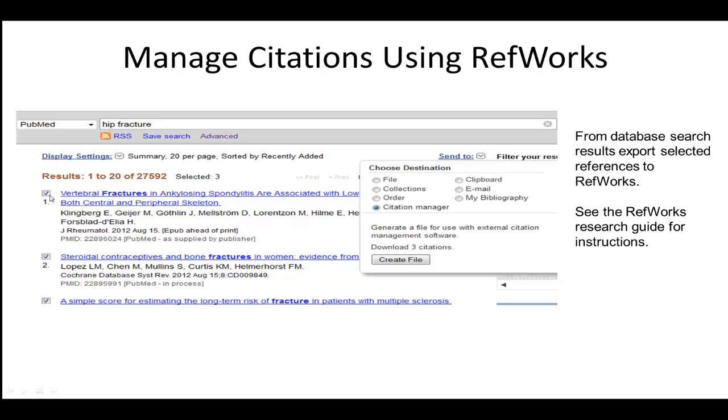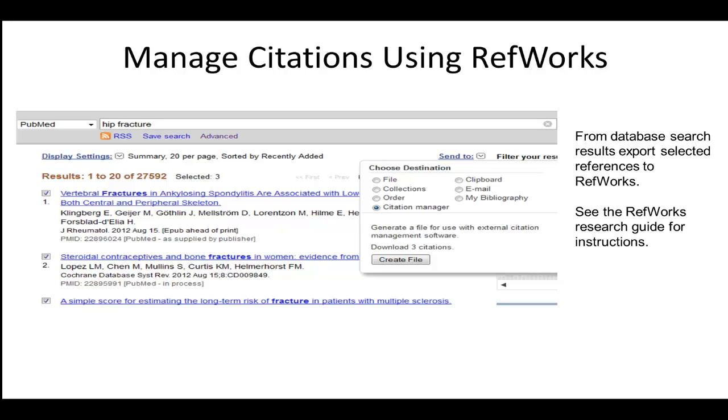So for Pubmed, you have to check the boxes next to the references you want to export, click Send To, click Citation Manager, and click Create File. This creates a file that you can then save to the desktop and import into Refworks, and that's how you can get references in from Pubmed.